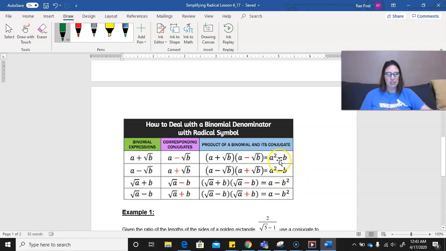Sorry. When you multiply it out, you'll notice that the radicals will cancel. And it's going to work like that every single time. So if you want to have this pattern, go for it. You can pause the video and write it down. I did just get this from the internet, so feel free to do that.